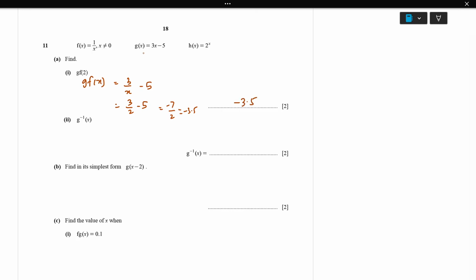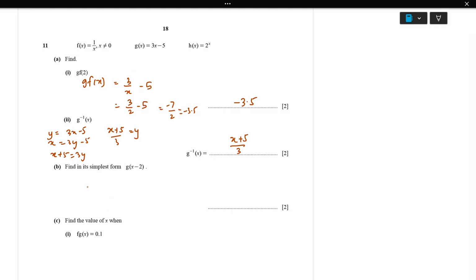So negative 3.5 is the answer here. Next, g inverse of x. I'll take y equal to the given g function, which is 3x minus 5. Change x and y: x equals 3y minus 5. Now make y the subject. Bring this 5 here, which is x plus 5 equals 3y. The next step, x plus 5 over 3 equals y. So now the inverse function of x is x plus 5 over 3. That's the answer.